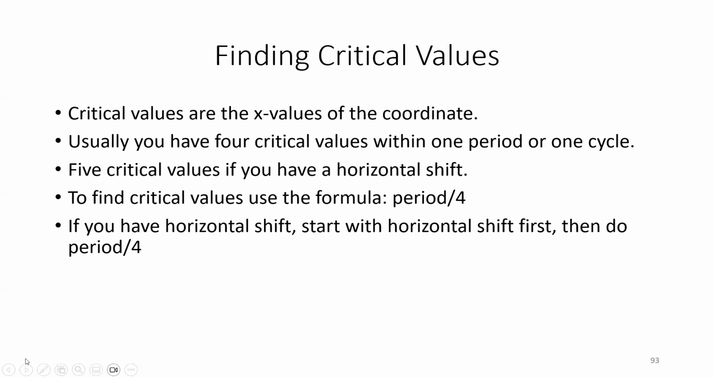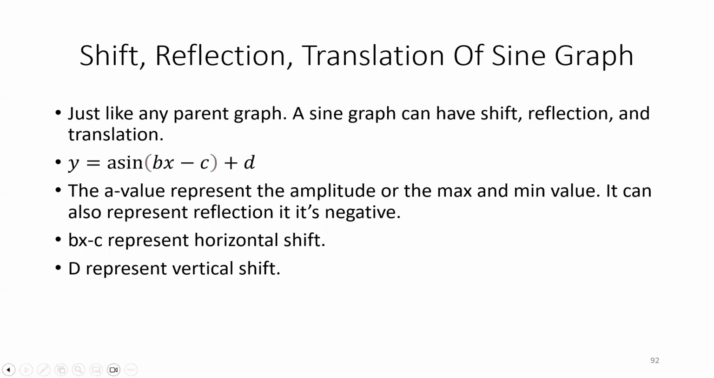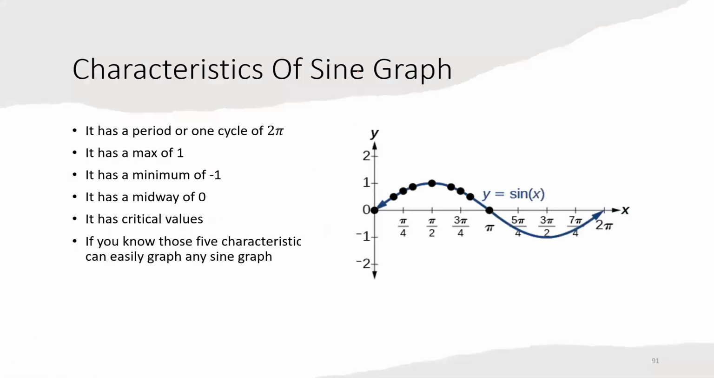So let's talk about the critical values. Critical values are the x values of the coordinates. So if you went back to this graph right here, these are all your x values. So these are all your critical values, right? Those are all your critical values.